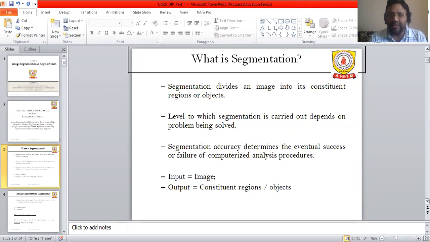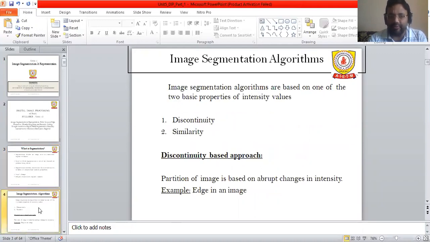Basically, segmentation is a concept which divides an image into regions of interest. Rather than focusing on the entire image, we just focus on a certain part of the image of interest. So it will save time and make the algorithm and program efficient enough for the computerized analysis procedure.